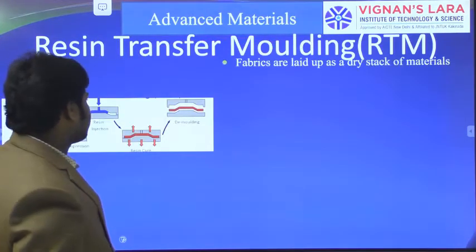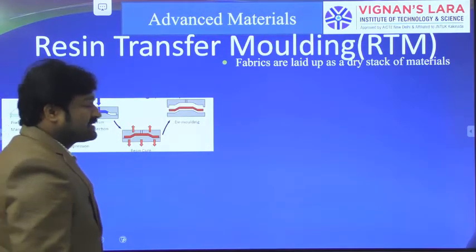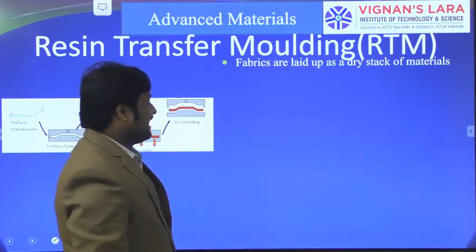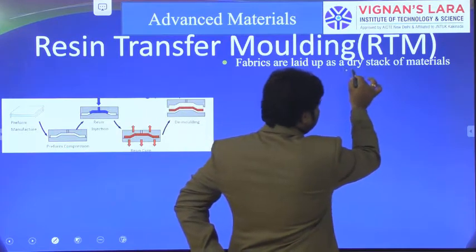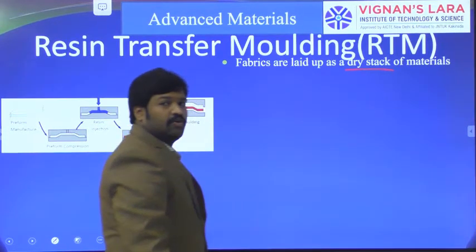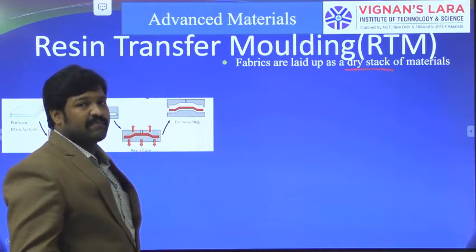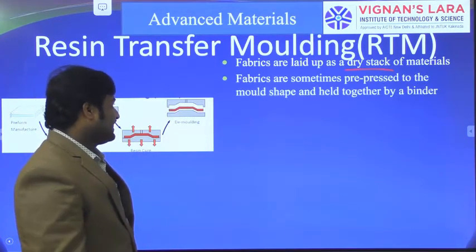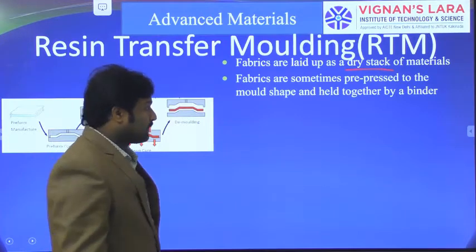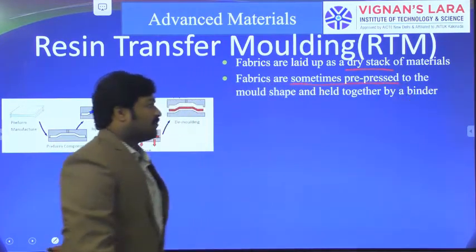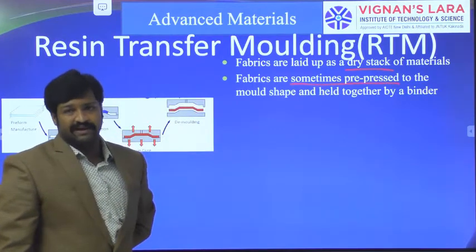Next, resin transfer molding. Now we are discussing the process. Fabrics are laid up as a dry stack of materials. Without any impregnation of matrix material, dry fabrics are used in this process. Next, fabrics are sometimes pre-pressed to the mold shape and held together by a binder.